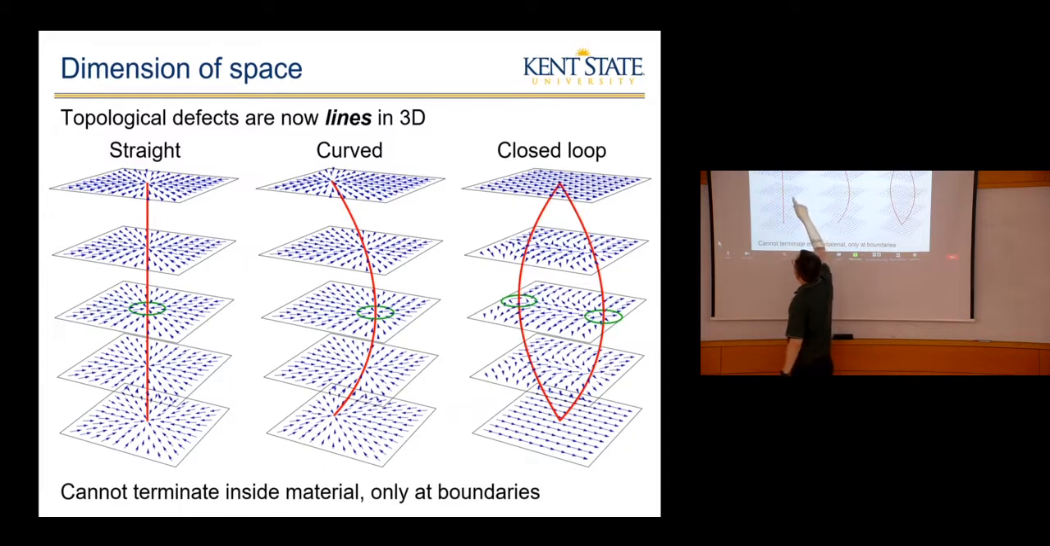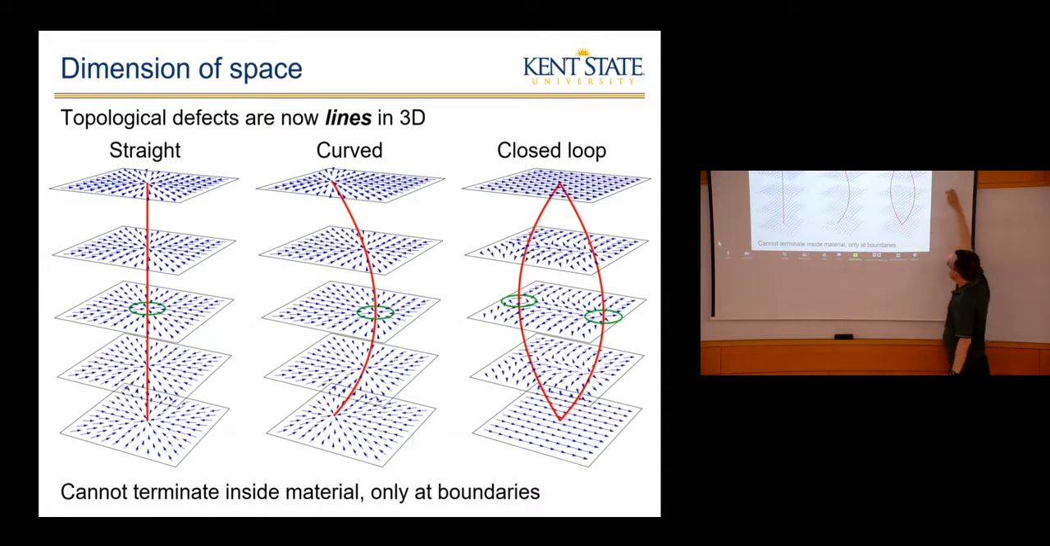And I could move the loop to check this region or check this region, or I could make a great big loop, or I could make a diagonal loop or any funny kind of loop, okay? And any loop that's going around the red line is going to give the same integral. The red line does not have to be straight. It could be curved like this, okay? And still I could integrate around the loop and find out what's the topological charge associated with that line.